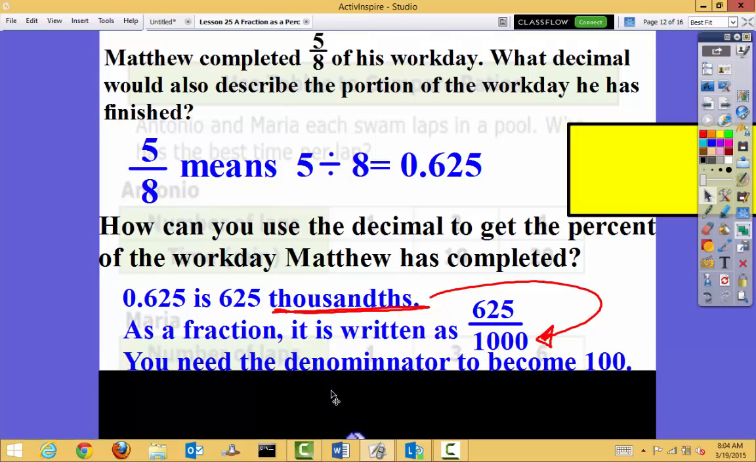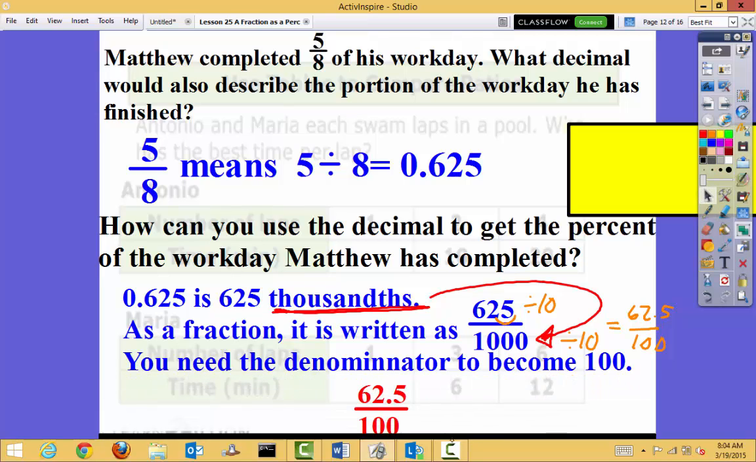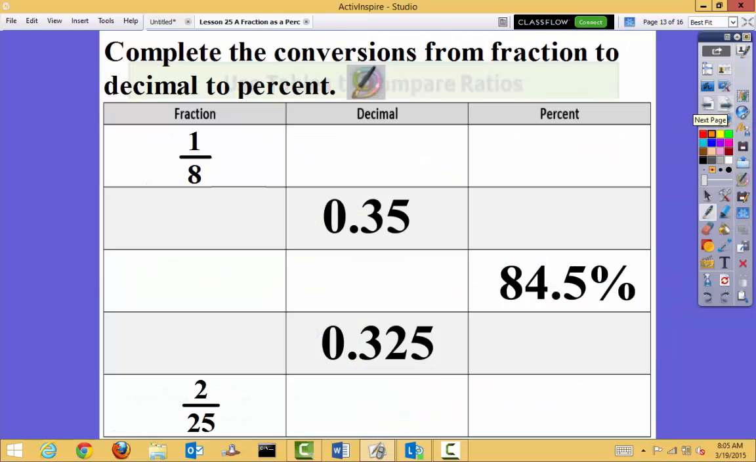Now all I have to do is make my denominator 100. How am I going to do that? Easy. I'm going to divide by 10 to give me 100. And I'm going to divide by 10 on top too. When I divide by 10, I just take this decimal and move it one spot over. So there I go. Now once I have that part, it's really easy because all I do to get my percent is take that and add a percent sign. So 62.5%.